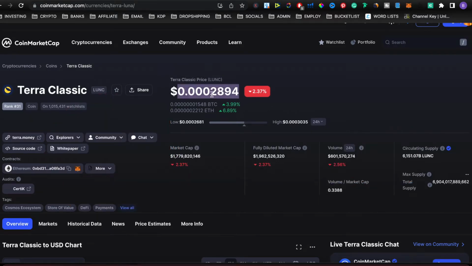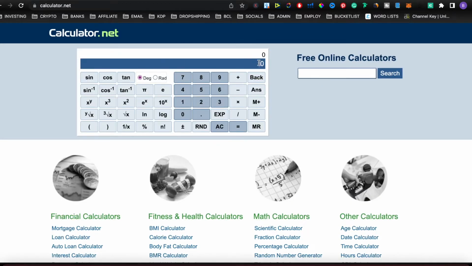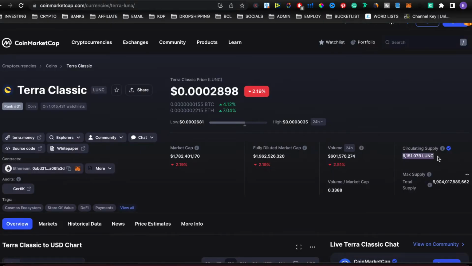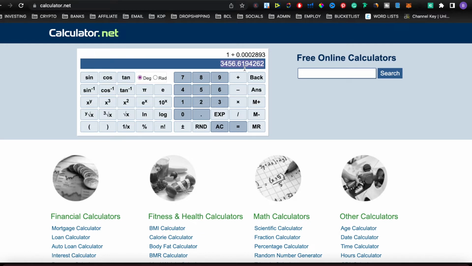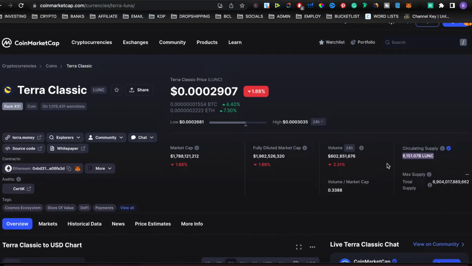So the exact percentage of that would be this number, 1 divided by this number. So if we just do that here right now, just to show you how many X's that would be if Luna was to go back to the $1 mark. So that would be 3,456 times the current price that it's at if Luna Classic were to get back to $1. So in theory, we'd need this circulating supply of 6.151 trillion Luna Classic to be divided by this number here, 3,456, to give us the total supply that would take us to $1 Luna Classic.